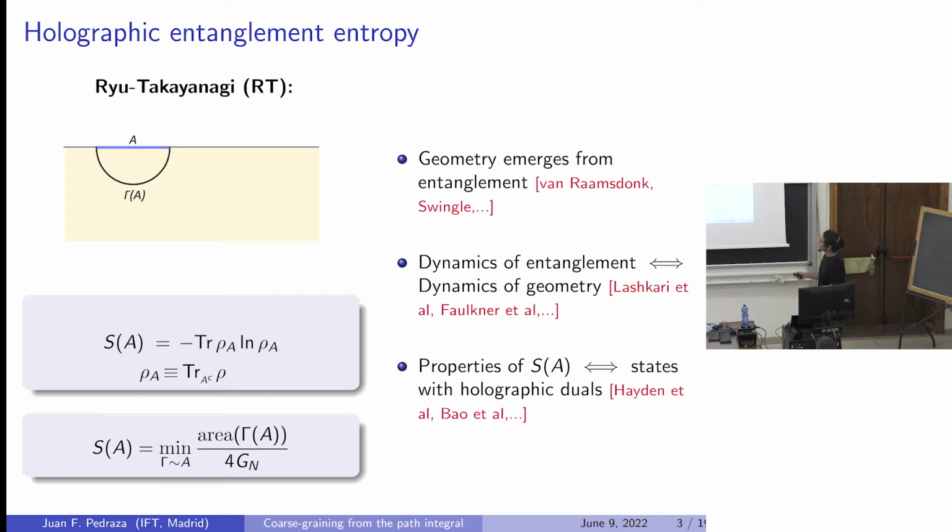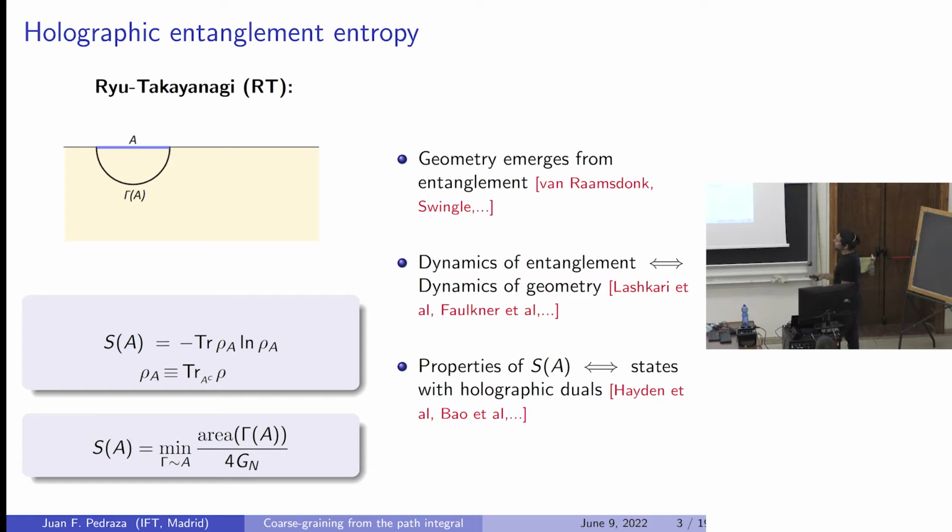So I define a subsystem, then I define the reduced density matrix by tracing over the degrees of freedom of the complement, and I can compute the von Neumann entropy. In the bulk, as I said, the RT prescription tells us that this is computed by the area of some minimal surface. And so this formula is really nice. It generalizes what we know as the Bekenstein-Hawking entropy for black holes.